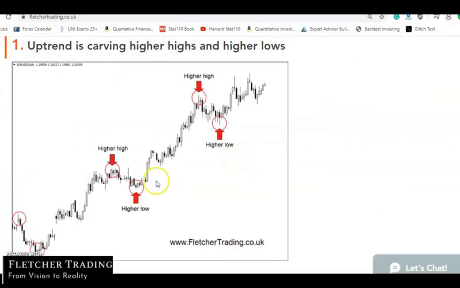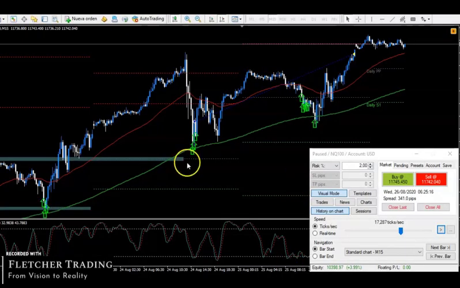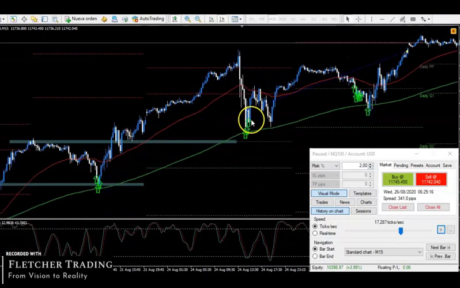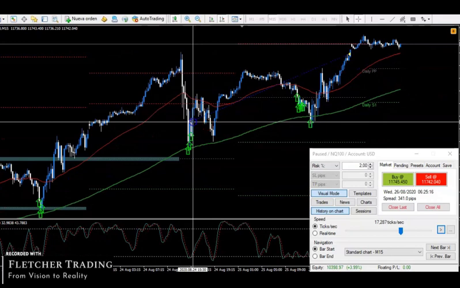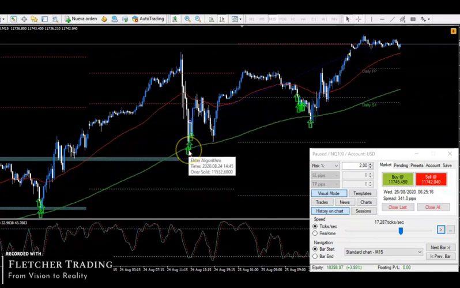So just as we discussed, we're going to be looking to buy these higher lows. And that's exactly what we can see here. We're having higher lows as we're in an uptrend, and we're just going to be looking to buy those using the Elder algorithm software, because it's going to tell us where these points are.